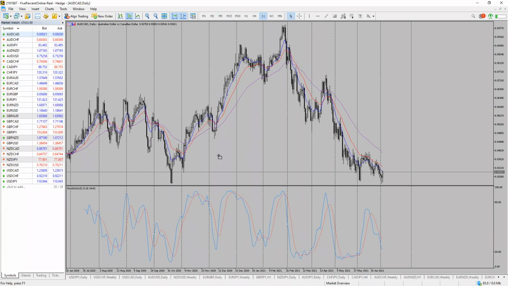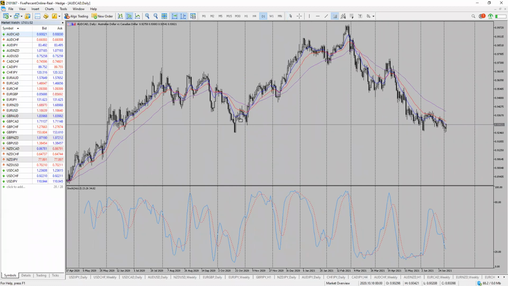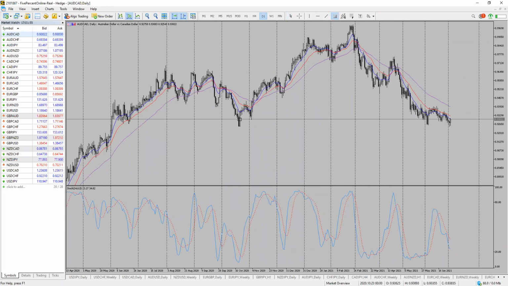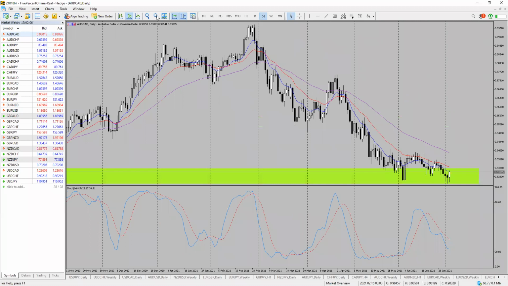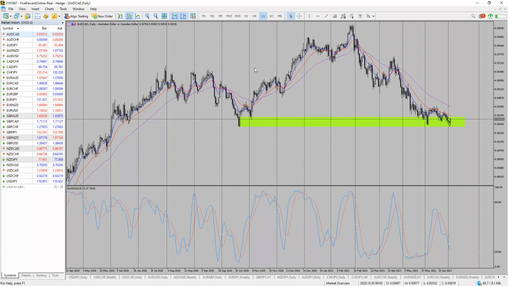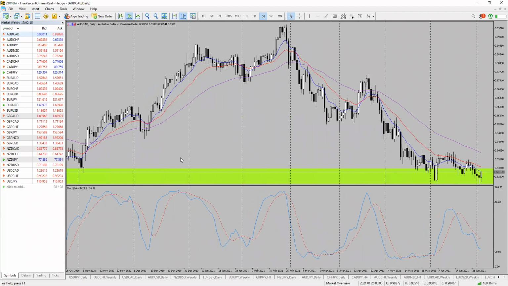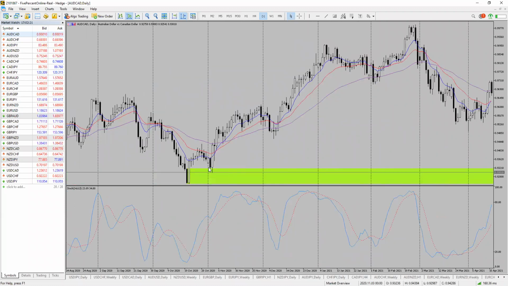Okay, so Aussie CAD, we have another classic. Another classic demand zone here. You can see how the demand zone formed around here, this engulfing candle. This is where the demand zone formed. You can see that it was retested and confirmed with another bullish candle. Beautiful, beautiful setup. This is the classic setup.